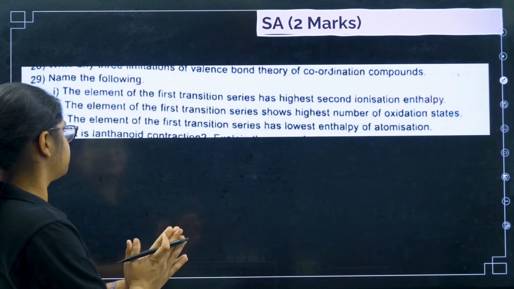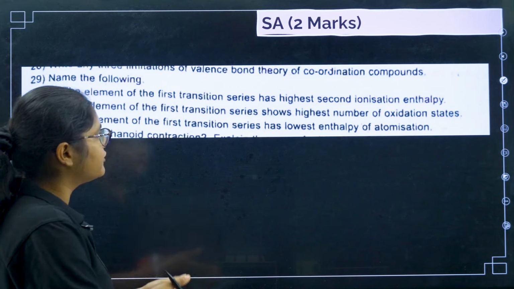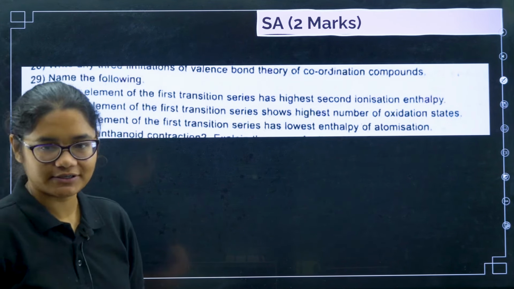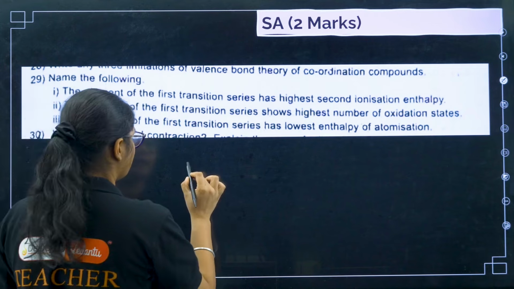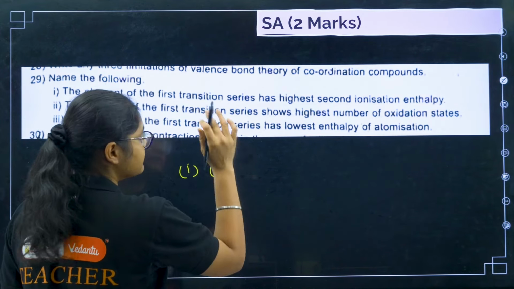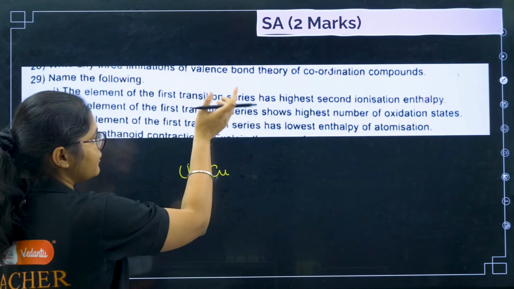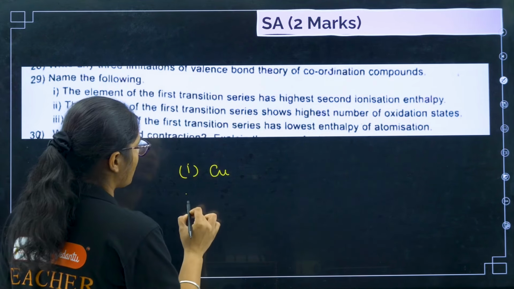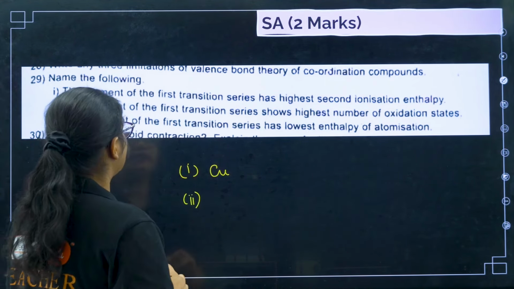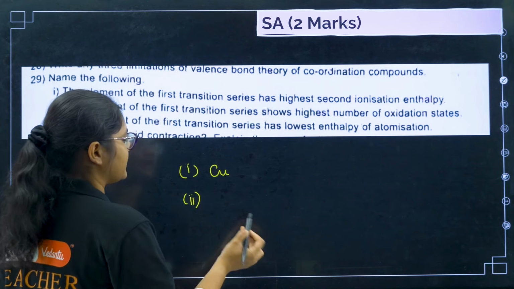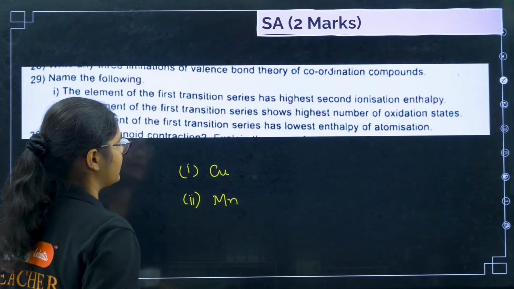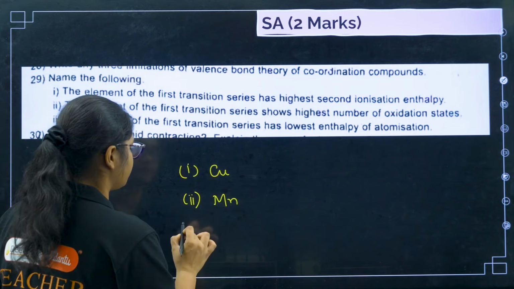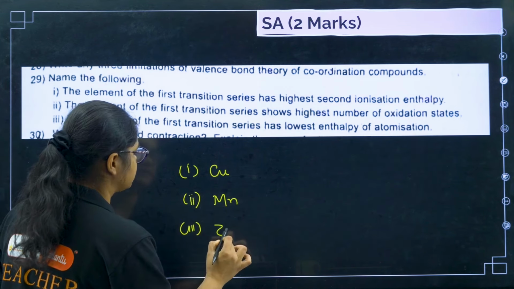Let us see the next question here. The element of the first transition series that has the highest second ionization enthalpy is copper. Next, the element of the first transition series with the highest number of oxidation states is manganese. The element of the first transition series that has the lowest enthalpy of atomization is zinc.